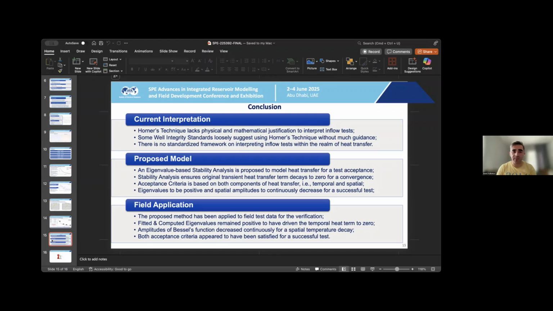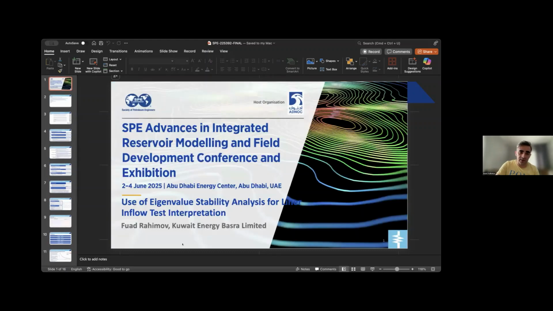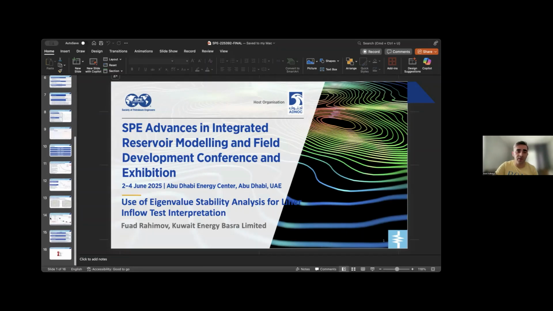So basically, this is my SPE paper. You can go and check this paper, Use of Eigenvalue Stability Analysis for Liner Flow Test Interpretation.